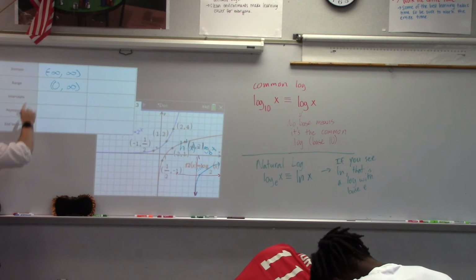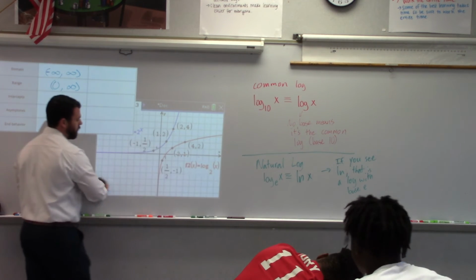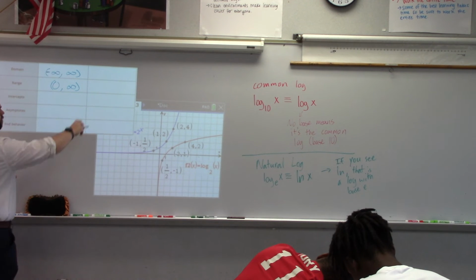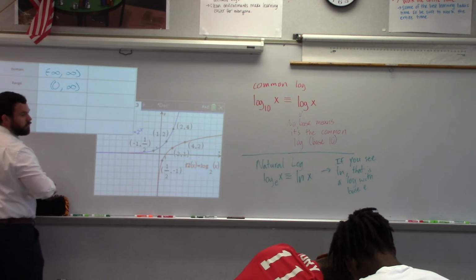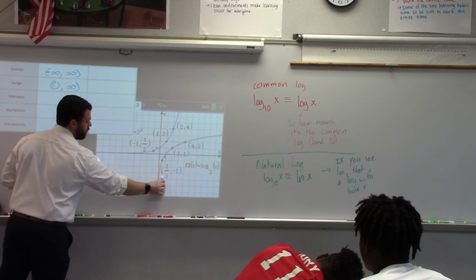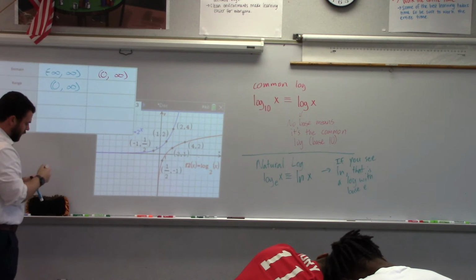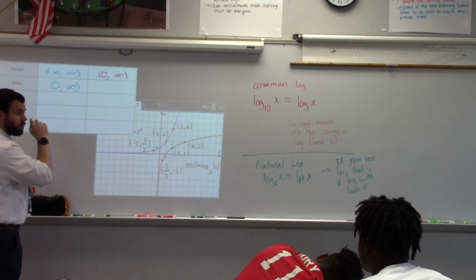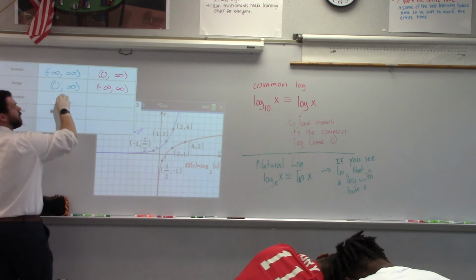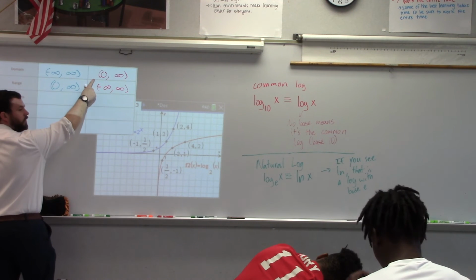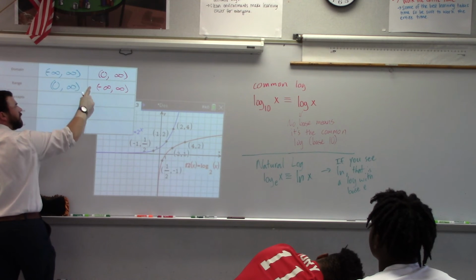So let's pause there and look over at the logarithmic function. What's the domain of the logarithm? You can't get a 0 or negative. 0 to positive infinity. What's the range? Negative infinity to positive infinity. Notice what happened to the x and y values? They switched, right? The range became the domain because the outputs became the inputs and the inputs became the outputs.